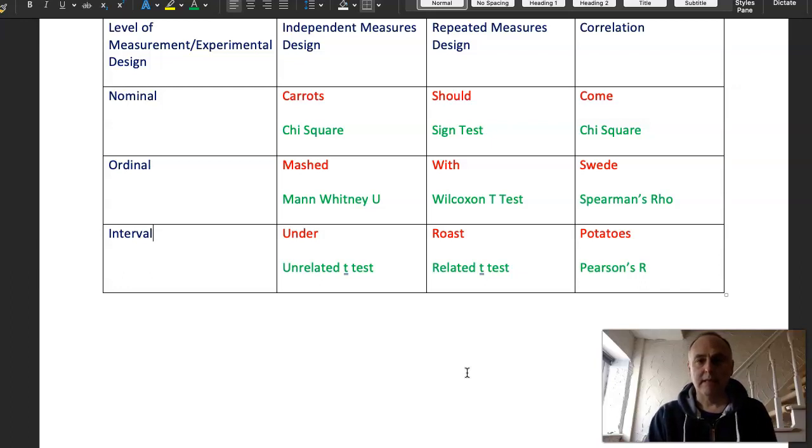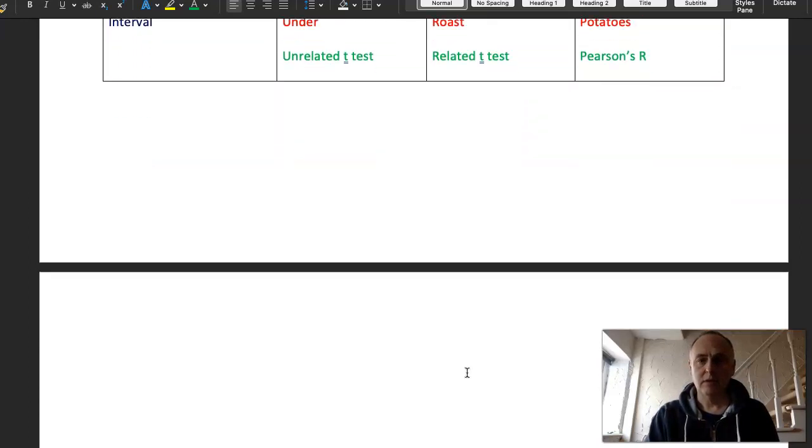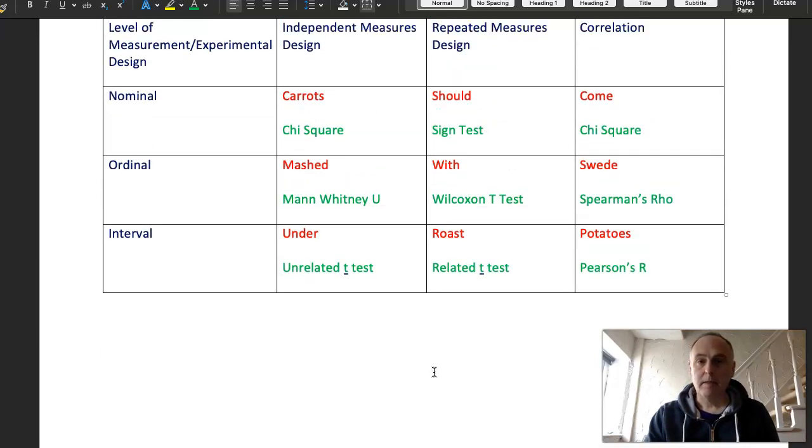Okay then, let's have a look at this. So I'm going to pull this away, so you haven't got that in front of you anymore. If we had nominal data and we had a repeated measures design, what test would we use? Repeated measures design and nominal data. Have you all got the sign test for that one? Yep, sign test: repeated measures, nominal data.